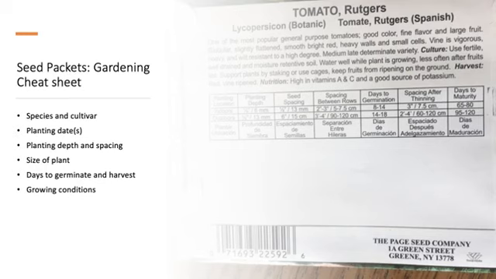But by the end of this video, you will know what information you can find on seed packets, where to find it, and what to do with it. So we're going to talk about the species and cultivar, planting dates, planting depth and spacing, the size of seeds, days to germination and harvest, and then growing conditions.